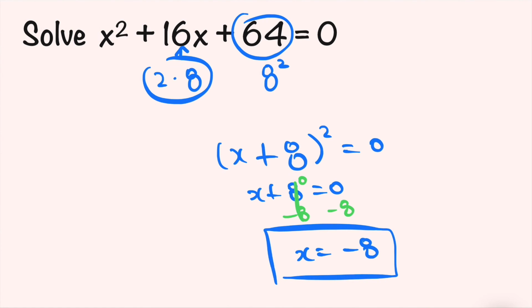Usually, quadratic equations have 2 answers. But in our special case of perfect squares, we only have 1 answer. And this is how you solve it.